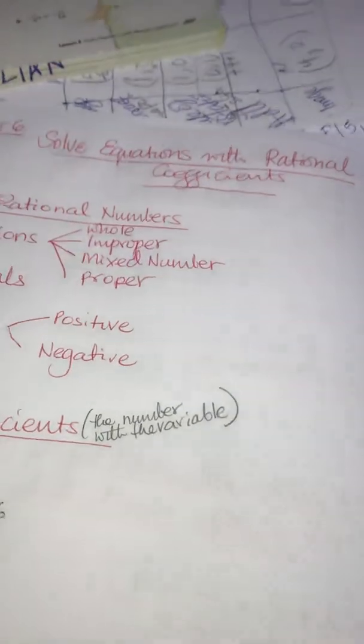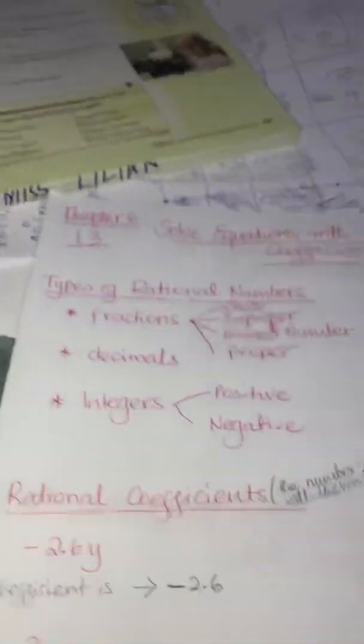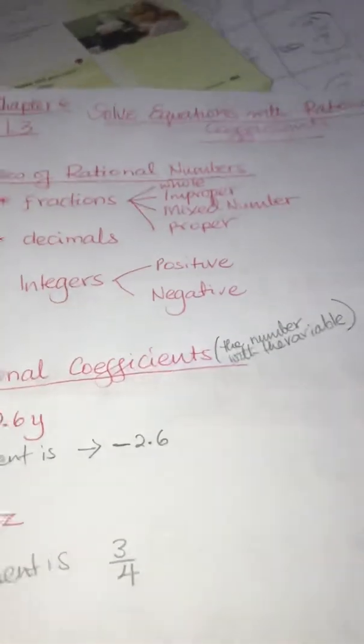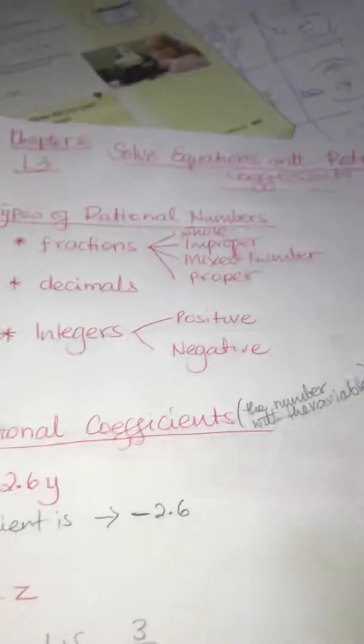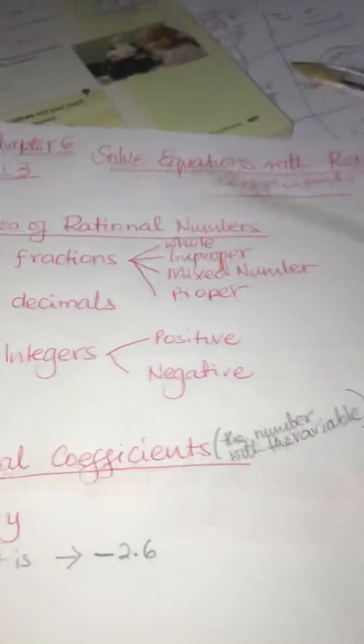Okay, grade 7, we are doing lesson 3. We are doing lesson 3 in chapter 6, solving equations with rational coefficients. Things we need to know for us to be successful, okay? We need to know what rational coefficients are.